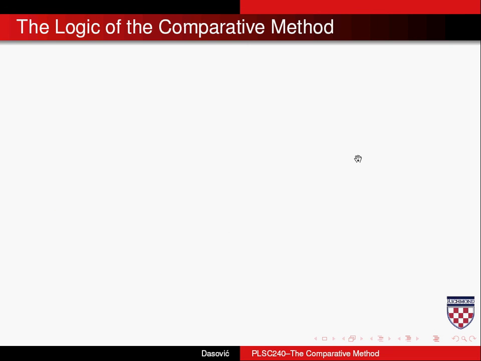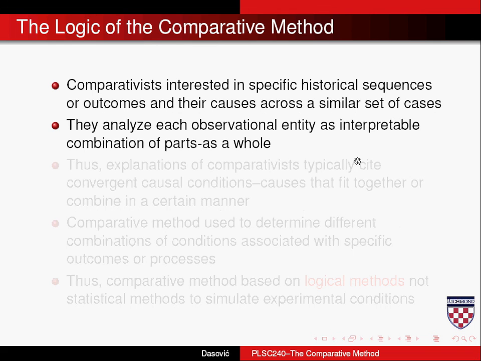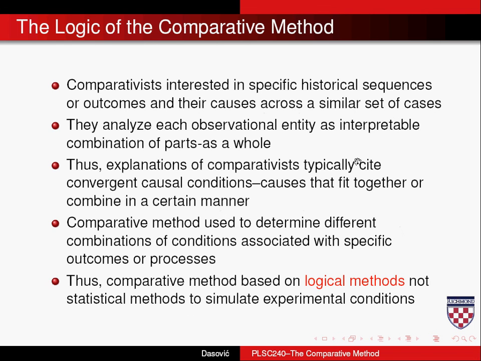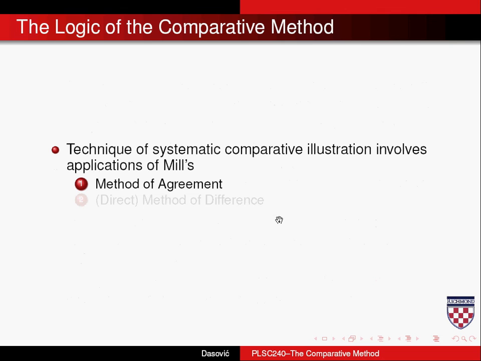Okay, so what is the logic of the comparative method? Well, as I said here, the comparative method is based on logical methods to simulate experimental conditions. And essentially what we're trying to do is understand what the causal conditions of phenomena are. Now, this is where Mill comes in, in the social sciences.